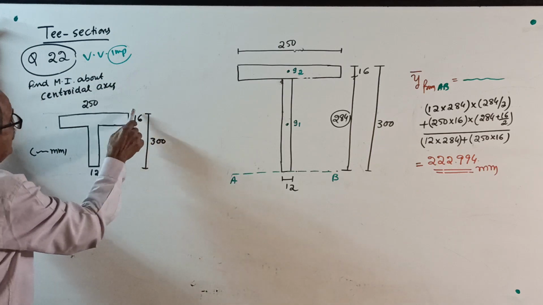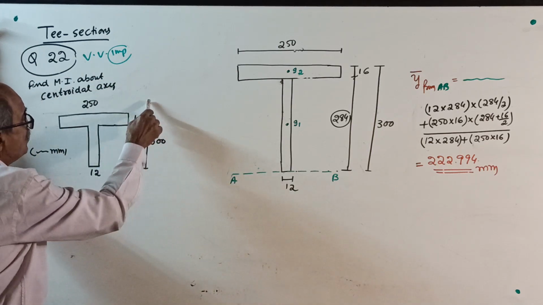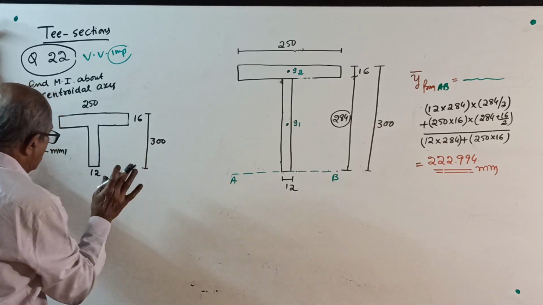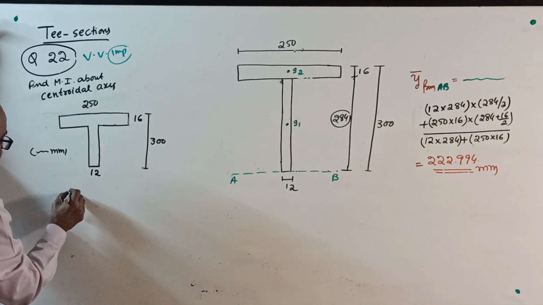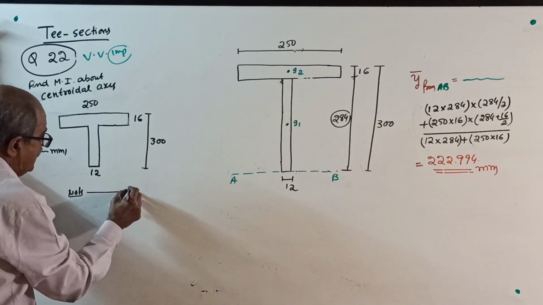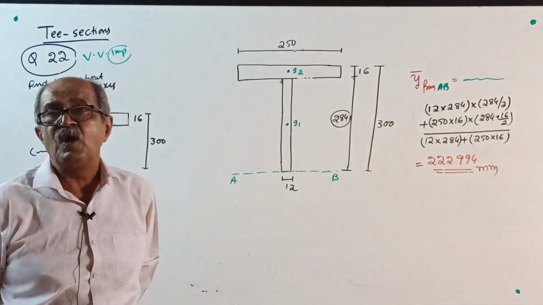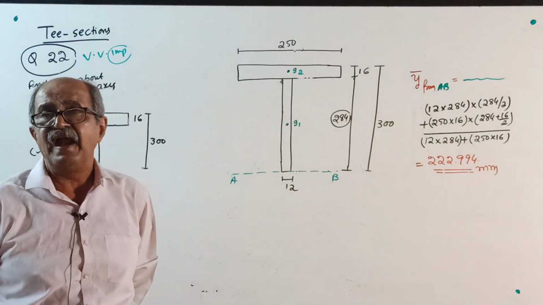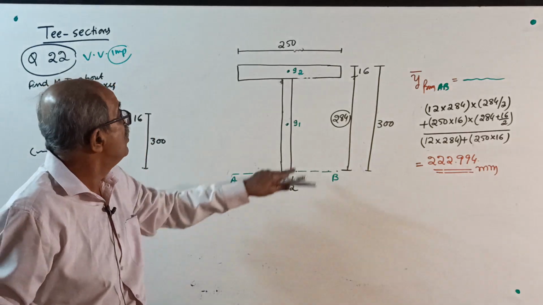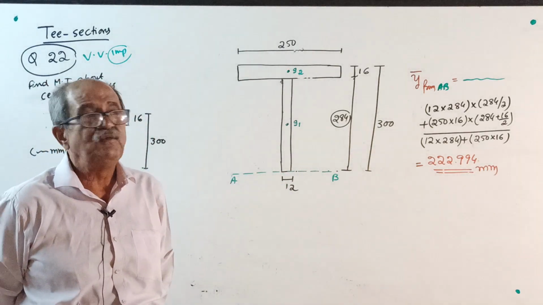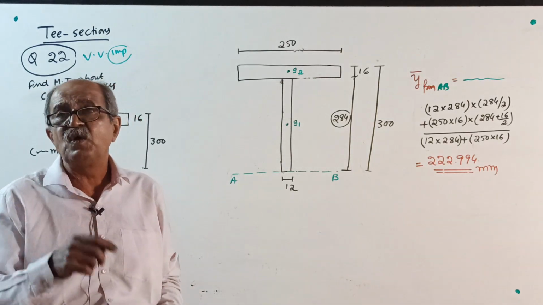See, 250, 16, 12, total 300. Write a note here first. Before you start, make a note. I will keep on dictating. Moment of inertia required about centroidal axis, that is Ixx and Iyy required. So you have to locate Xx and Yy, for which you have to locate centroid G.